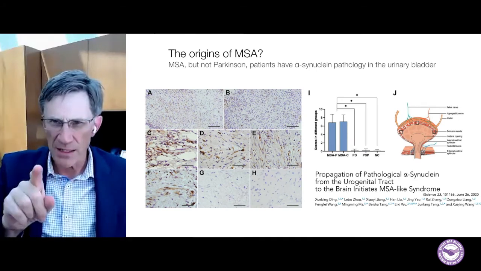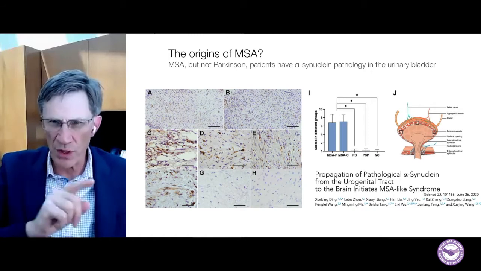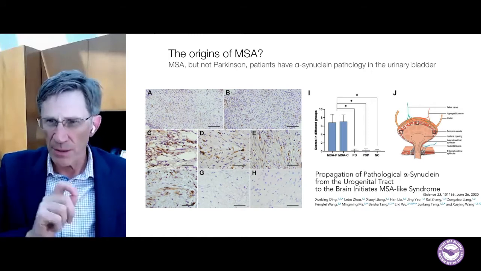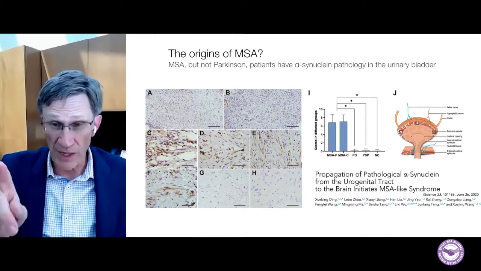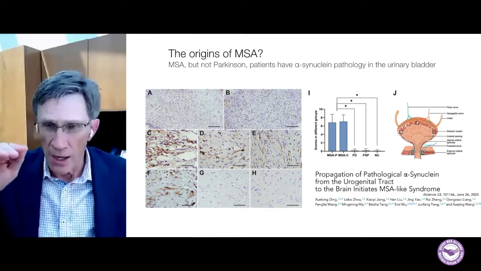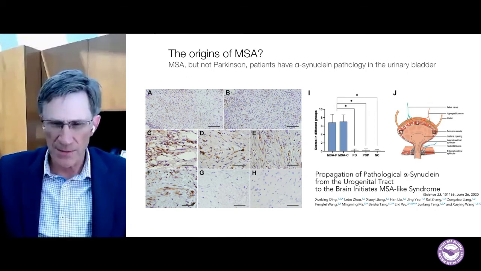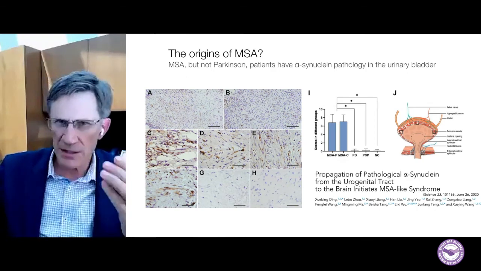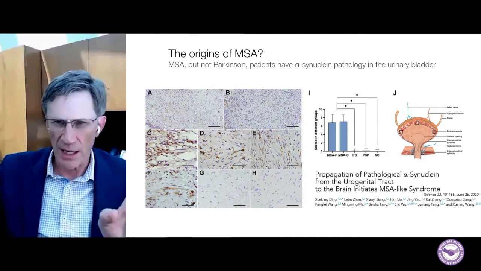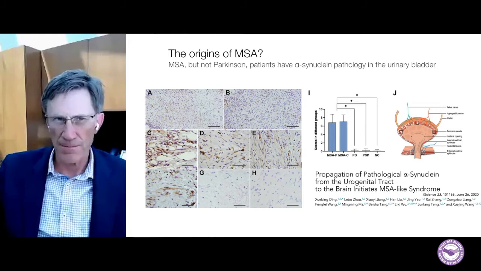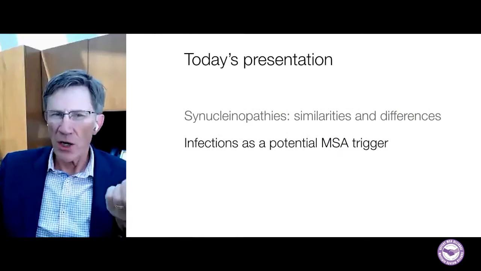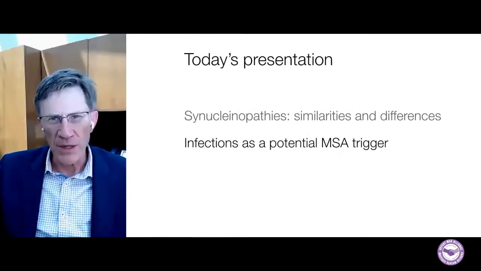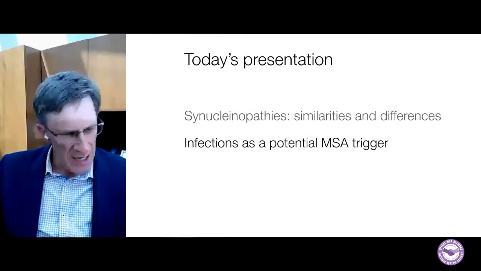And MSA-P and MSA-C patients both had pathology in this area, but Parkinson's disease and a disease called progressive supranuclear palsy, abbreviated PSP, and normal controls, none of them had pathology in these areas. So it seems that we've identified a unique anatomical pathology feature of MSA in the periphery. And that's why I'd like to go into the second part of my talk, which is, could infections actually be a trigger, an initial trigger of MSA?